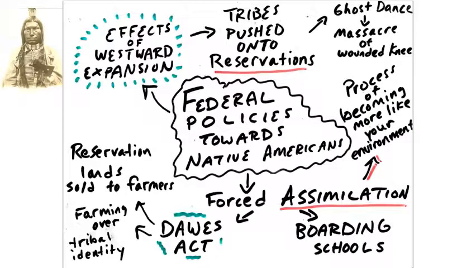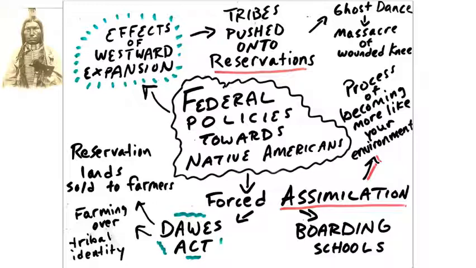The other topic here is something called the Dawes Act. The purpose of the Dawes Act was to assimilate Native Americans into the American way of life. And remember, assimilation is the process of becoming more like your environment. So this was done through boarding schools, and the key term you need to know is the Dawes Act.